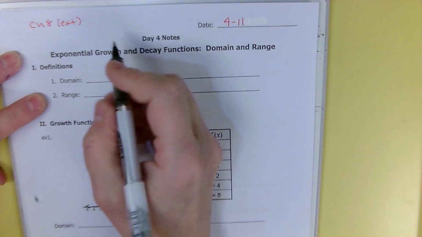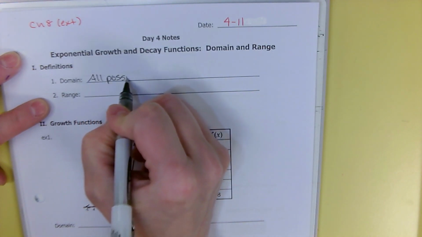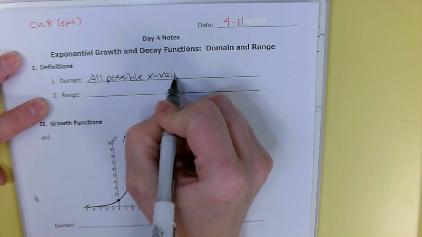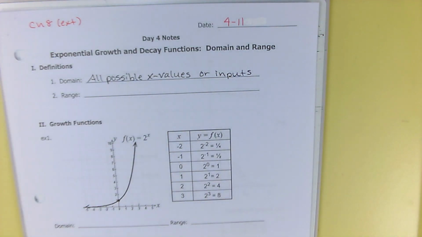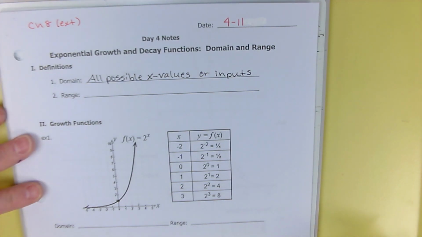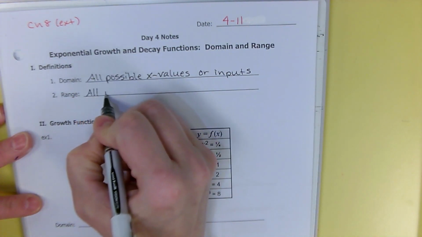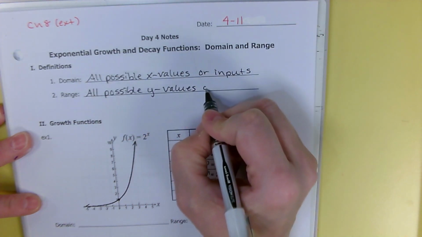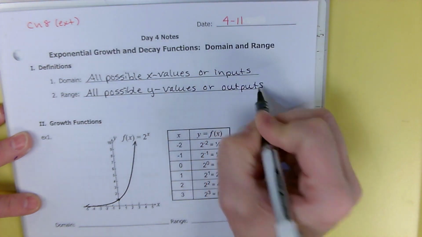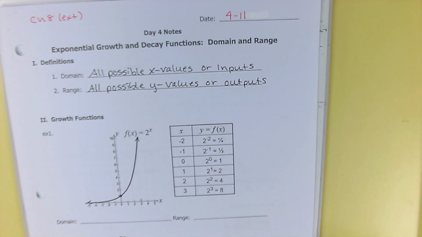So the domain is all possible x values, and sometimes those are called inputs. Not often anymore, but they used to be referred to as inputs. So that's your domain, all possible x values. It could be a list of values in roster notation, or it could have an inequality like all values greater than 1. There's a lot of ways to describe domain and range. Now, range is all possible y values, or sometimes referred to as output. All possible y values or outputs.